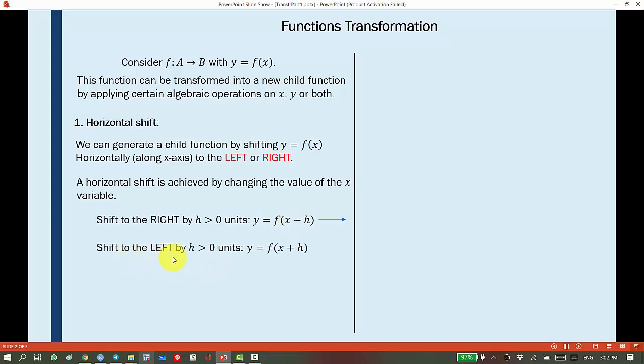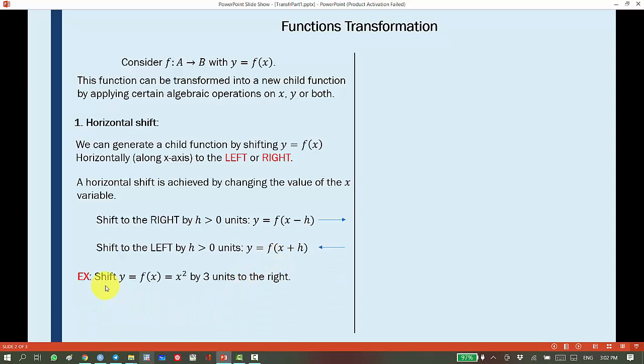A shift to the left by h units is achieved by adding h units to the value of x. That is, this child function is achieved from the parent function y is equal to f of x by shifting that function h units to the left.